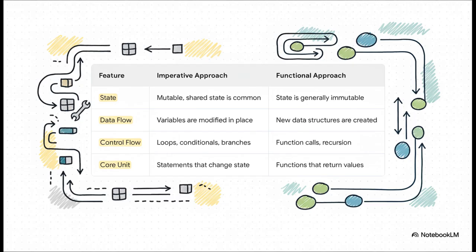Don't touch it. How does data flow? Imperative modifies variables right where they are. Functional creates brand new data structures. And control flow? Imperative uses loops and conditionals. Functional uses function calls and, very often, recursion, where a function calls itself. The core unit of work is totally different.